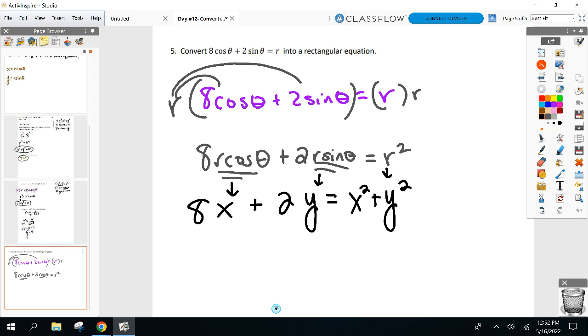Any more r's, thetas, sines, cosines? Nope. Square them, multiply both sides by r, or cross multiply. Those are your only options to get it into rectangular now. Those are your only three options.